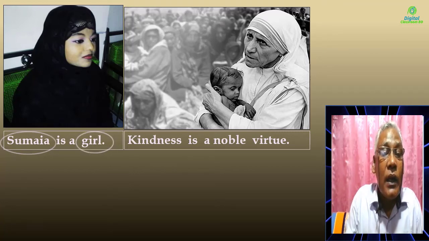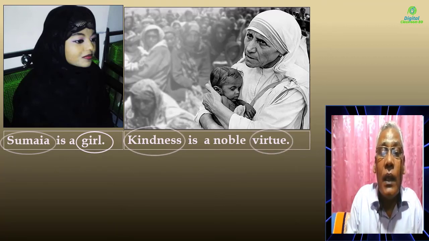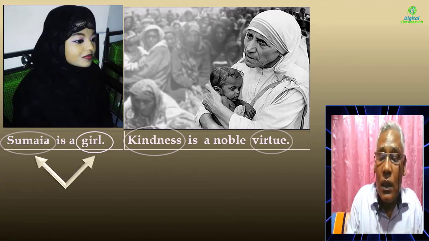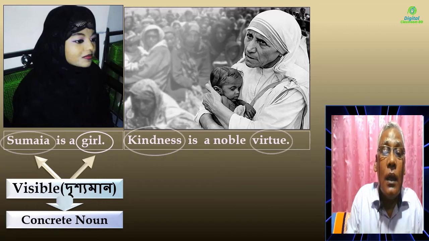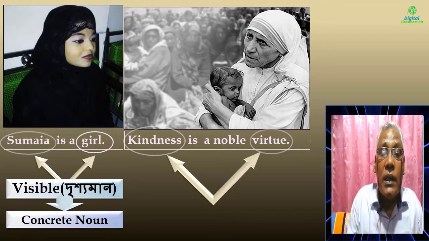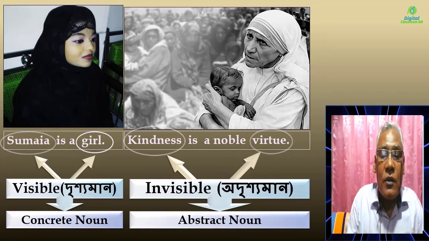Sumaya and girl are the two nouns in the first sentence. And in the second sentence, kindness is a noun and virtue is another noun. So look at these two words, Sumaya, girl. This is visible, so this is called a concrete noun. The noun that is visible is a concrete noun. And kindness, is it visible? No, it's invisible. And what about virtue? Virtue is also invisible. So this is called an abstract noun.